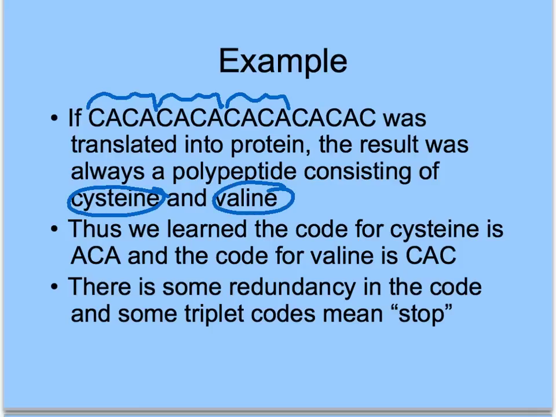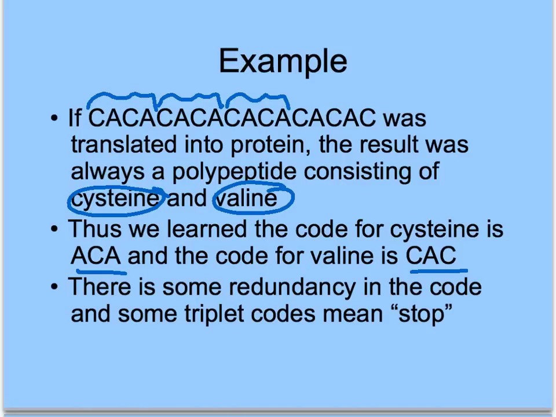So when they alternated 2 letters like that, they got great big long polypeptide chains made of 2 different amino acids. And doing this, they could even figure out what the code was for all of the 20 different amino acids. So this is how we figured out that ACA is going to code for valine and CAC codes for cysteine. So that was a pretty smart experiment.